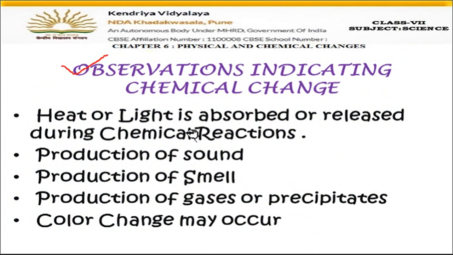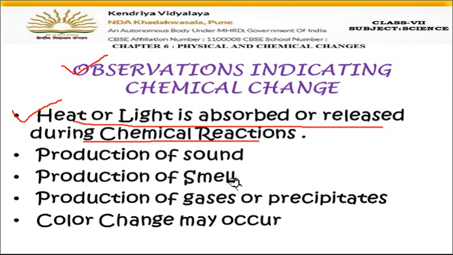What are the observations indicating chemical change? How will you come to know that a chemical change has occurred? How will you find out whether it's a chemical change or a physical change? There could be some observations, by watching which you can find out that yes, it's a chemical change. So let's see what they are. First, heat or light is absorbed or released during a chemical change. Whenever a chemical change occurs, heat or light is either absorbed or released.